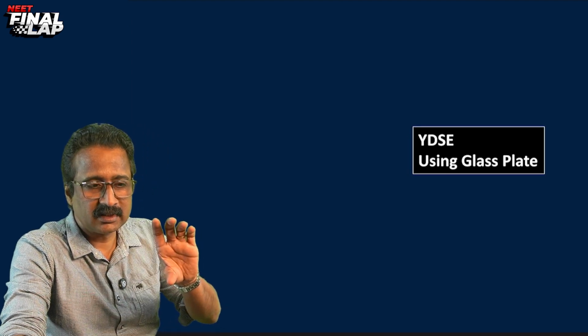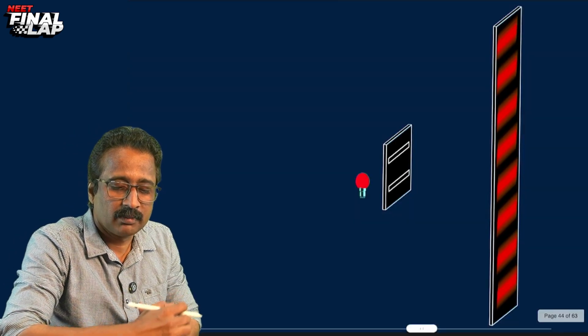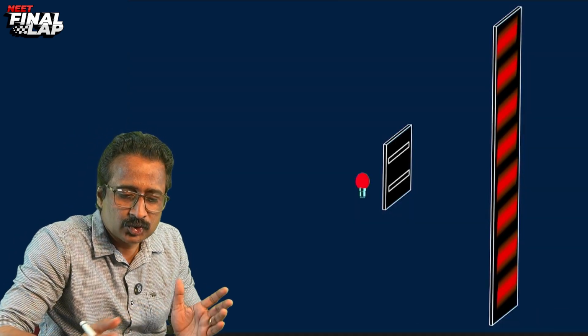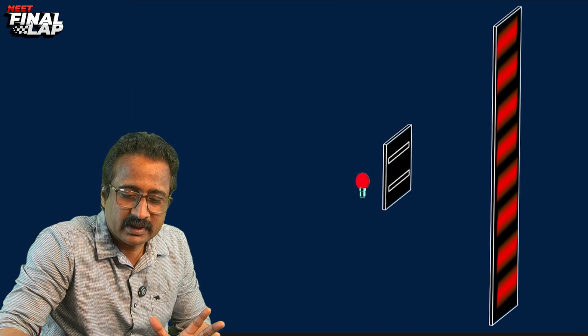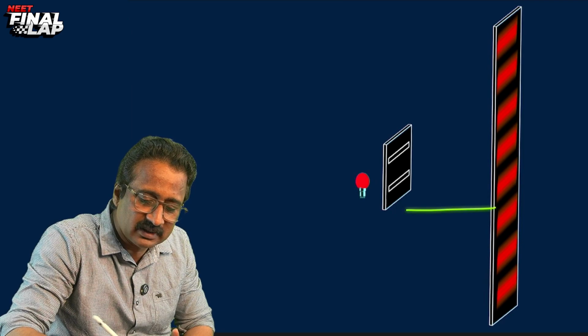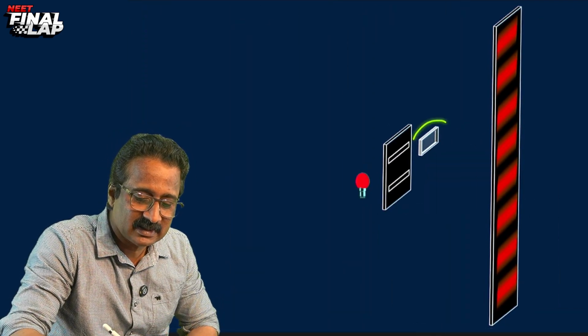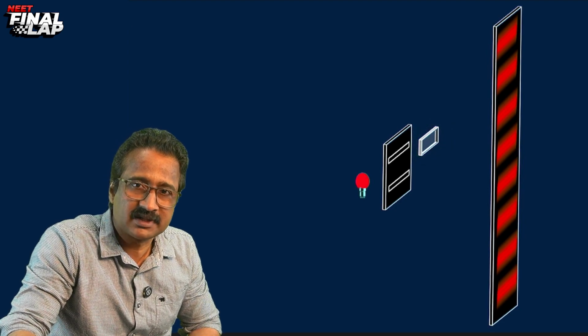Before the light through the double slit actually reaches the screen, if we place a glass plate in one of the slits, what will be the effect? Let us see. This is the usual way of conducting YDSE. What I'm trying to say is this: in between the screen and the slit, there is nothing. But this time I'm introducing something like this. Let us say there is a glass plate kept like this.